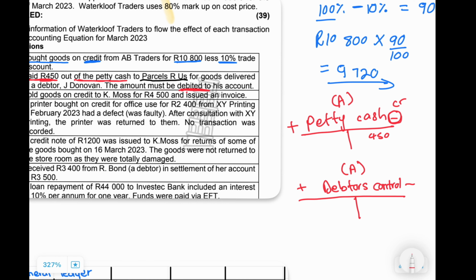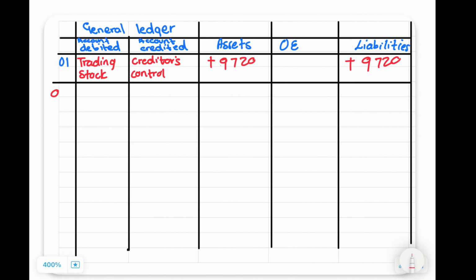Because we sold on credit, the amount that our debtors owe us is increasing, since J. Donovan now owes us 450 more. So our debtors control will be debited since our debtors are increasing, which means the debtors control account is the account which will be debited. So this happened on day 7.